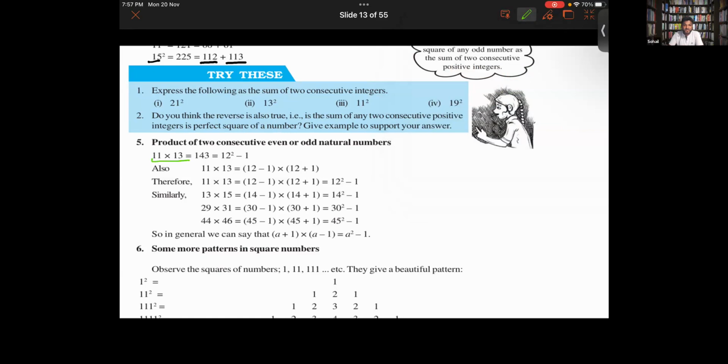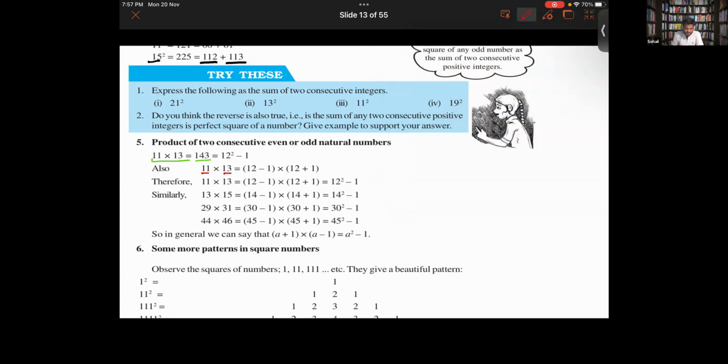They are two consecutive odd numbers. Their product is 143. 143 I can write like 12 whole square minus 1 also. मैं ऐसे भी लिख सकता हूँ, right? So how I came to this conclusion? Understand each step very carefully. ठीक है ना? Moaz, Ahmed, Arhan, Arham. Yes, sir.